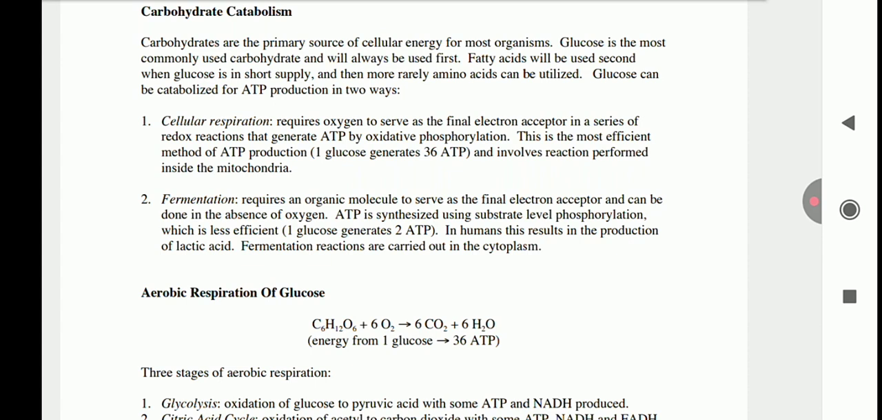ATP is synthesized using substrate-level phosphorylation, which is less effective in humans. This results in the product lactic acid. Fermentation reactions are carried out in the cytosol.